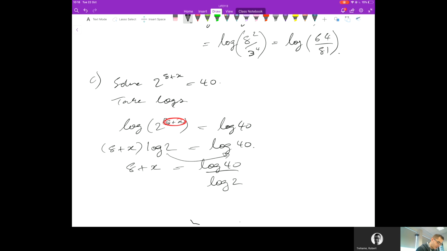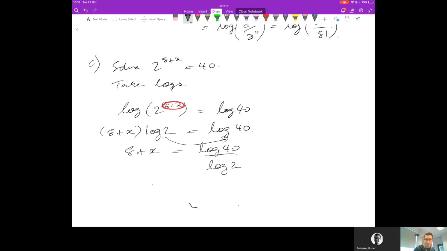Now, I don't need to calculate that at this point. I'm happy leaving it like that, because all I need to do now is do x equals log 40 over log 2 minus 8, right? And if I do that on a calculator, I get minus 2.68.